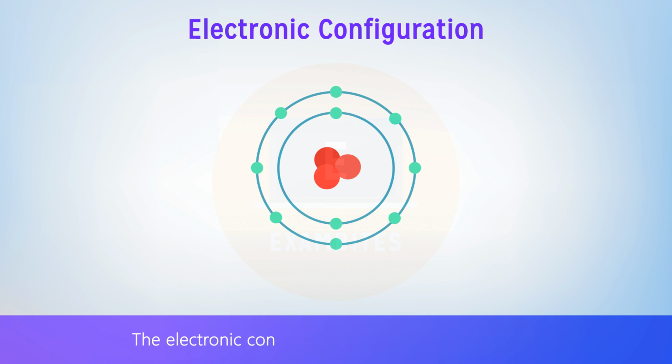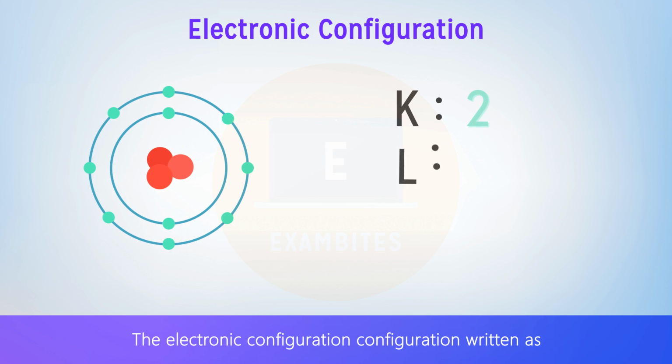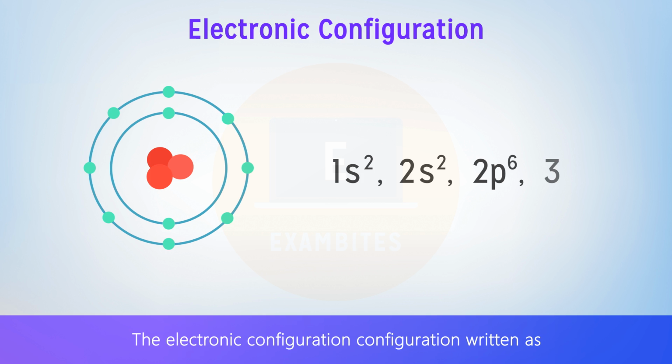The electronic configuration will be written as K2L8M1. It is written as 2, 8 and 1. The distribution of electrons in subshells is 1s2, 2s2, 2p6 and 3s1.